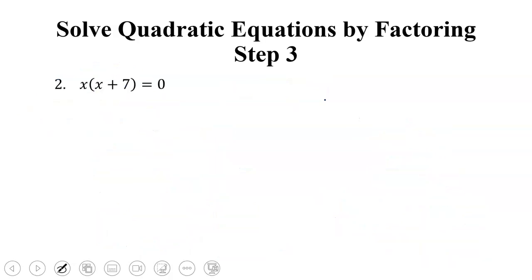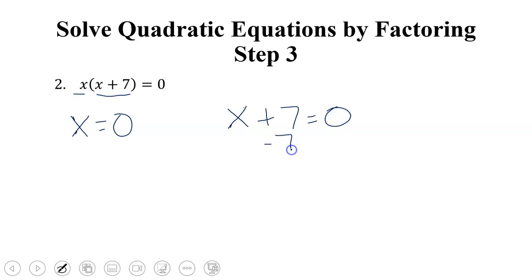All right, so now looking at number 2, we have our parentheses. You need to set each x to 0. So how many x's do I have? Well, I have one here and one here. So the x on the outside, you have to set equal to 0. So that's your first one. And then I have x plus 7 equals 0. Both need to be set. Solve for x.